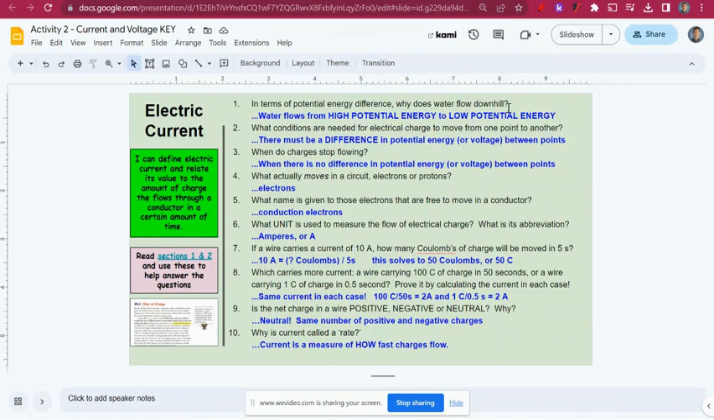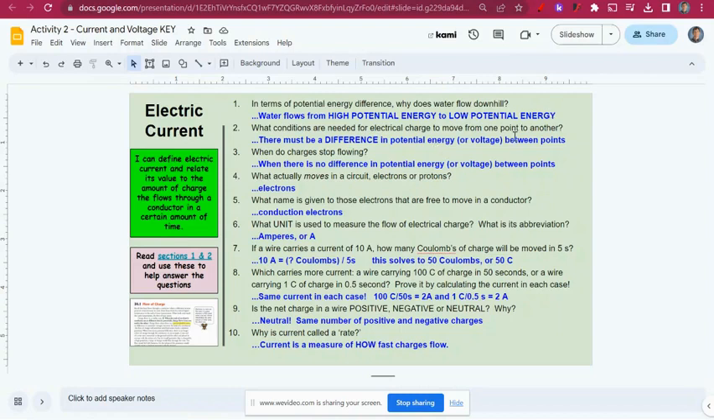Question 1, in terms of potential energy difference, why does water flow downhill? And the answer is that water always flows from high potential energy to low potential energy. Anything will roll downhill or move downhill or go lower because it's trying to go to a lower potential energy.